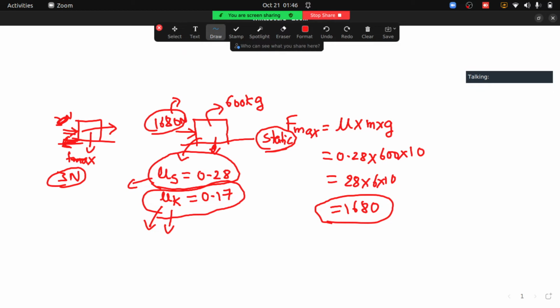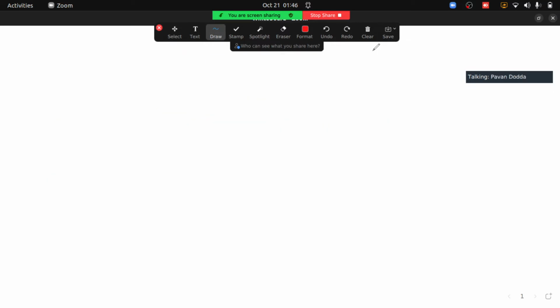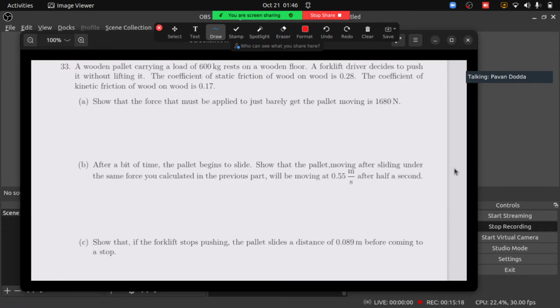Yes, sir. Okay, now let's move on to the second part. After a bit of time, the pallet begins to slide. Note that the pallet, sliding under the same force we calculated in the previous part, will be moving at a speed of 0.55 meter per second after half a second.